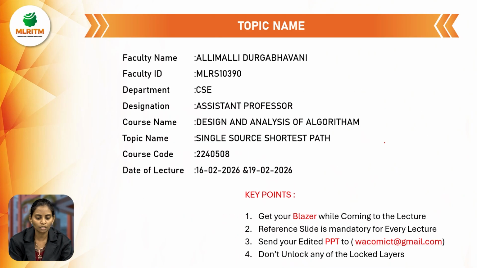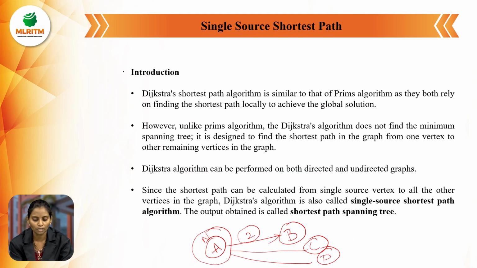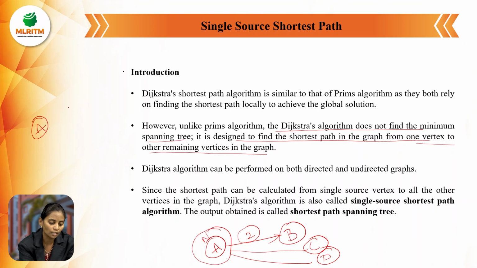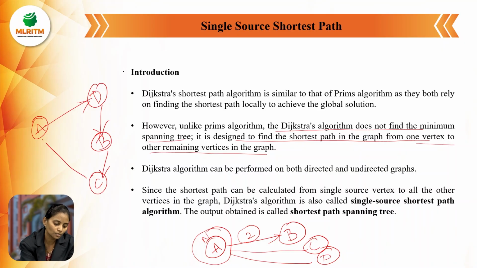The main intention behind this single source shortest path is that here we are going to use Dijkstra's algorithm. Here we do not find a minimum spanning tree. It is designed to find the shortest path in a graph from one vertex to the remaining vertices in the graph. For example, let me consider node A, node B, B, C. So I want to travel from A to B, B to C, C to D. Like this, I have some nodes with particular distances.